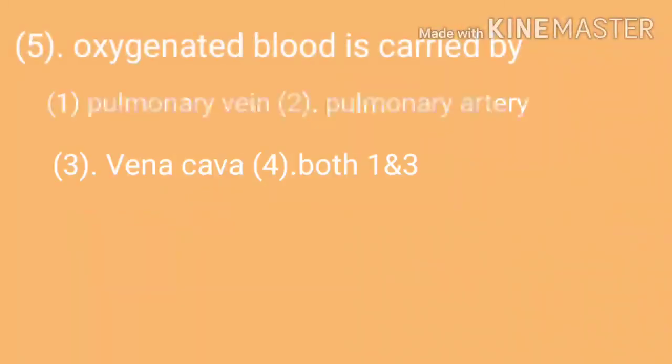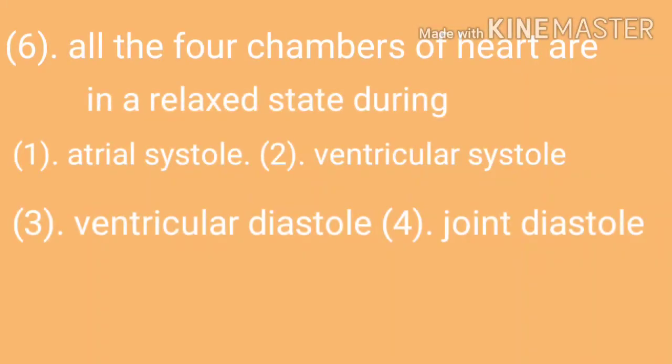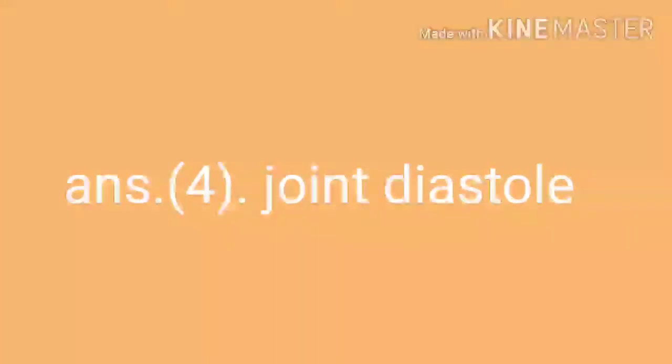Next, oxygenated blood is carried by number 1, pulmonary vein, number 2, pulmonary artery, number 3, vena cava, and number 4, option 1 and option 3. Now, next question. All the 4 chambers of heart are in a relaxed state during option number 1, atrial systole, option number 2, ventricular systole, option number 3, ventricular diastole, and option number 4, joint diastole. And the correct answer is option 4, joint diastole.